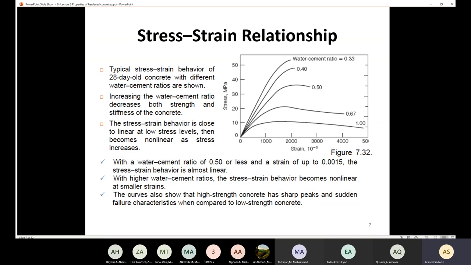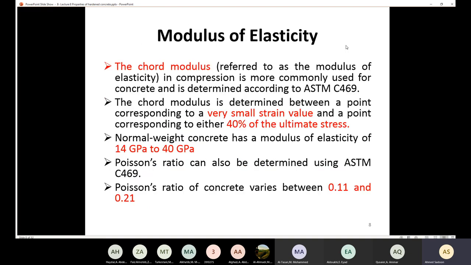So in this case, we talked about this in the first lecture. We said that we have four types of modulus of elasticity. Which one we are going to use depends on the behavior of the concrete. So in order to determine the elasticity for the concrete, based on the performance of the concrete, the experts choose the chord modulus. The chord modulus is referred to as the modulus of elasticity in compression in concrete. And this one is more commonly used for concrete and is determined according to ASTM C469. So they determined that the chord modulus is the most suitable modulus to represent the behavior of the concrete.